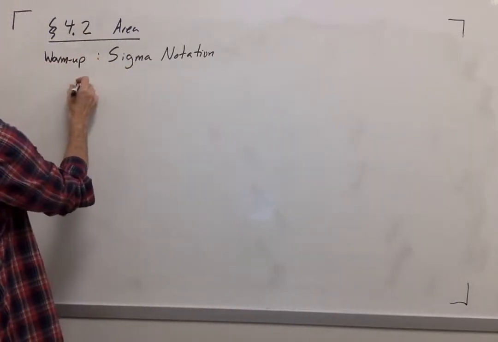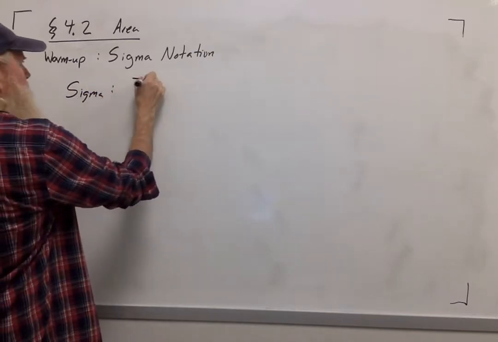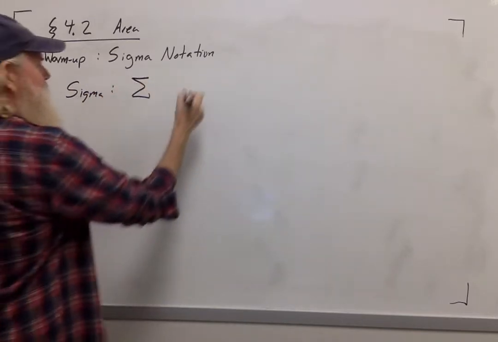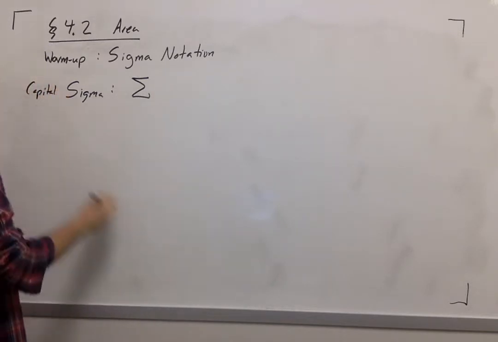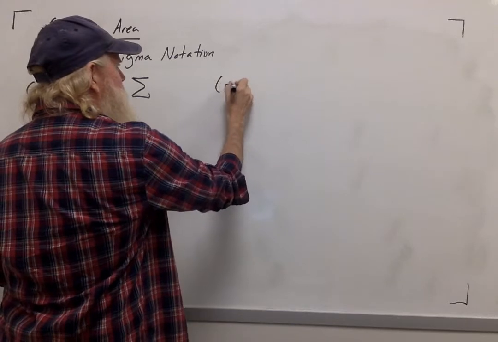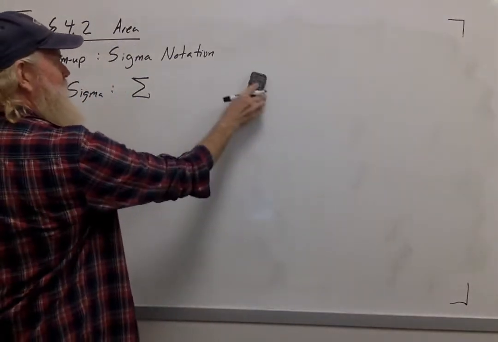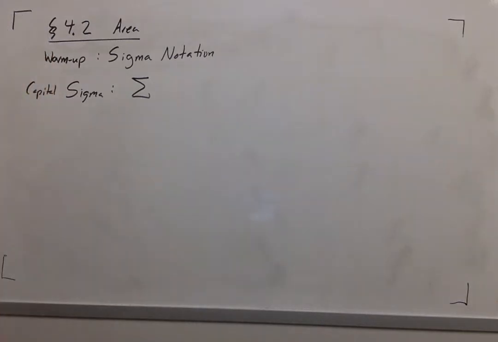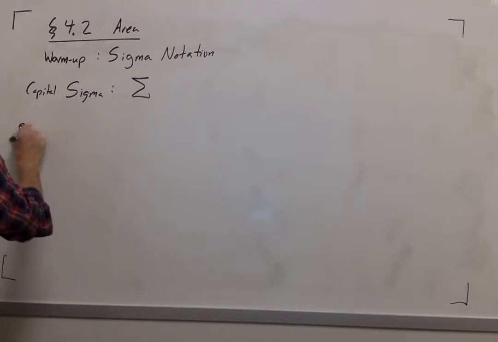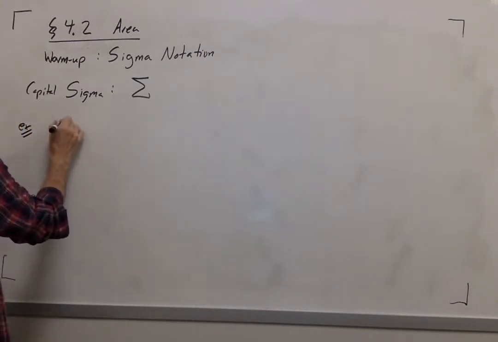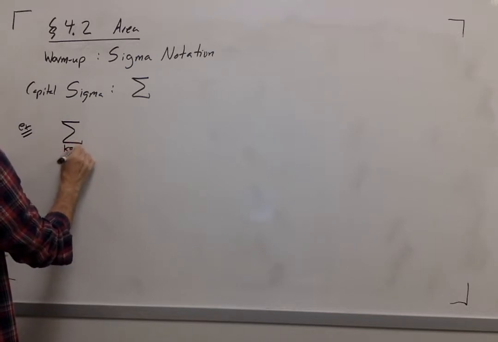So first of all, sigma refers to the Greek letter that looks like that. That, by the way, is a capital sigma. A lowercase sigma looks like that. We might be using that a little bit later on in calculus. But here we're going to be using the capital letter sigma. Now let me show you what an example of sigma notation looks like. I'll write it down and then I'll tell you how to interpret it.